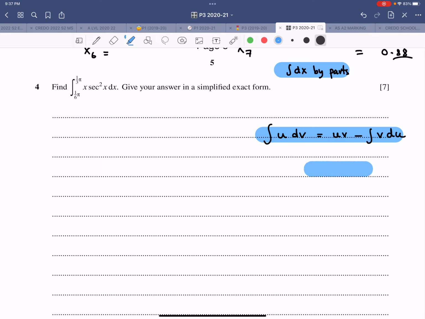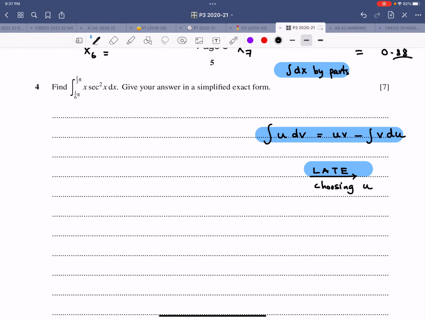Second concept, the concept of LATE. This is the order for choosing u. L for log, A for algebra, T for trig, E for exponential. So what do we have over here? We have algebra and trig. So u is algebra and dv is trig, that is sec square x dx.